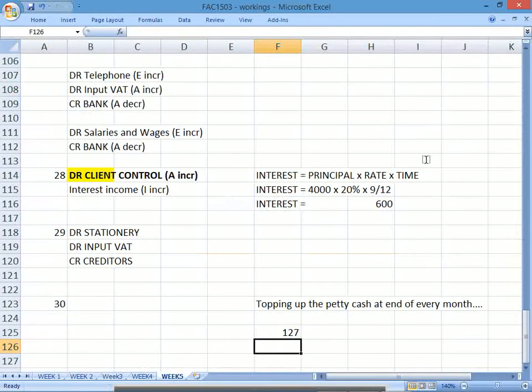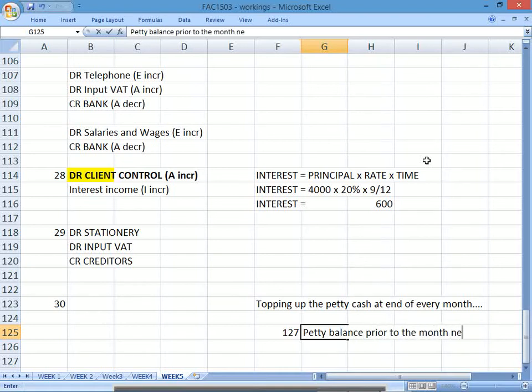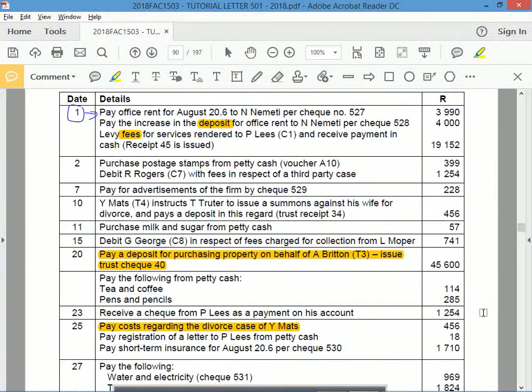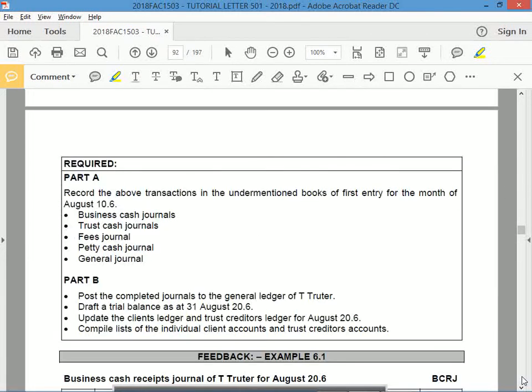Okay. So assuming those are all the petty cash payments, the petty cash balance prior to the year end or month end is 127. Okay, you have to top up back to 1,000. That's what that means, imprest system. Okay, and if that's correct, then they would have shown that in the actual journal. That was the last transaction. Right, so let's have a look.